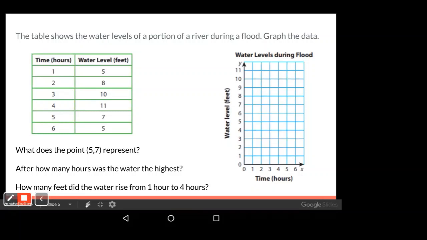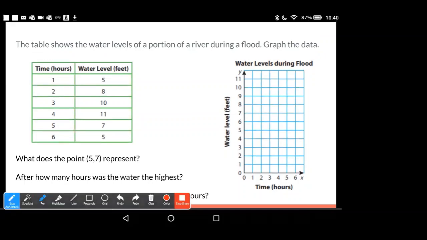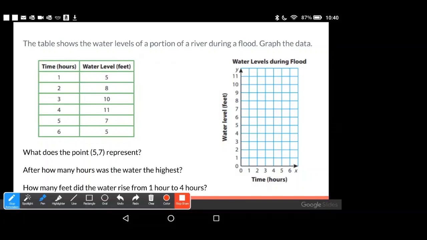This table shows the water levels of a portion of a river during a flood, and it wants you to graph the data. Okay, so same thing here. I've got this information in a graph. It's up and down instead of sideways like we did, but same thing. I got 1 hour, the level was 5 feet. After 2 hours, the level was 8 feet. After 3 hours, the level was 10 feet. 4, and so on and so on. You kind of see that the data is going up and then it starts going back down. So we need to graph this.